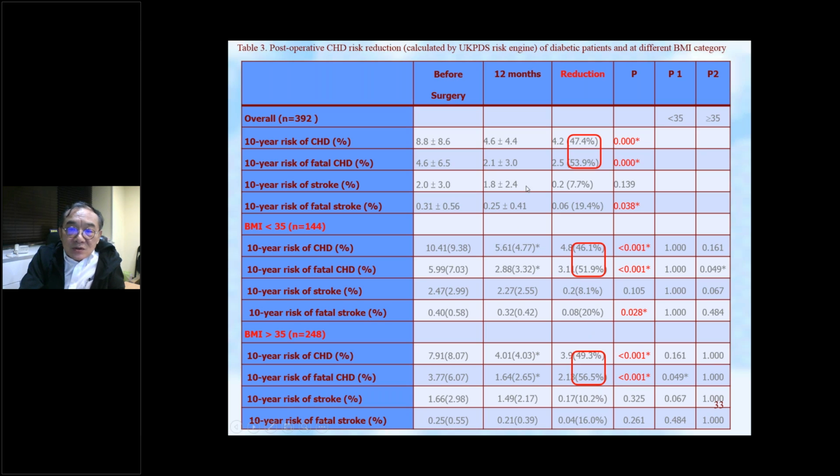But we also need to see there's no significant reduction in the stroke incidence. Quite interesting why there's no reduction of the stroke incidence, because I think the reduction is minimal, but there's one significance in the fatal stroke in the metabolic surgery, with a 20% reduction. We can see significance only here, but not here. So I will explain later the reason for this.